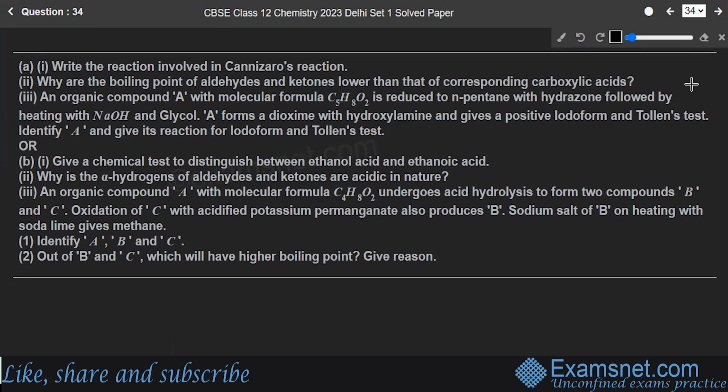Let's go with the first question. A part, first question over here. It says, write the reaction involved in the Cannizzaro reaction. Okay, fine. So this is the one. You have a formaldehyde over here.